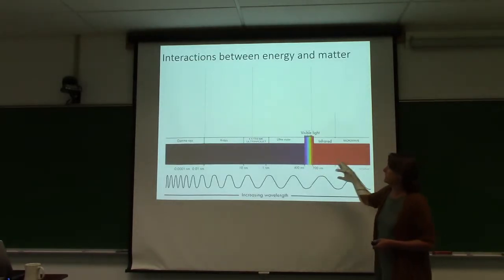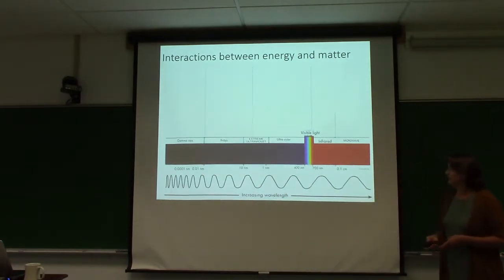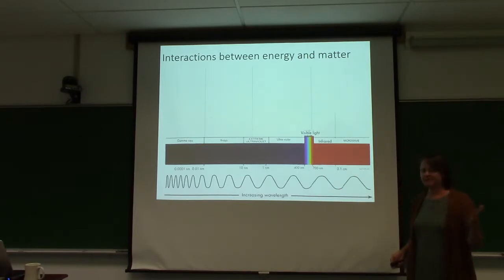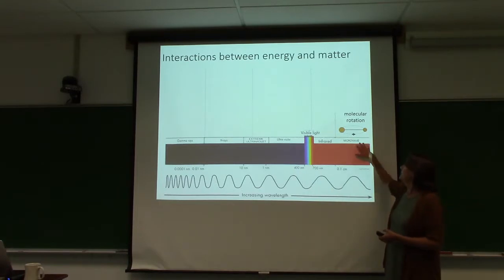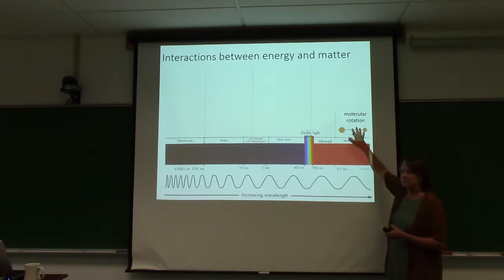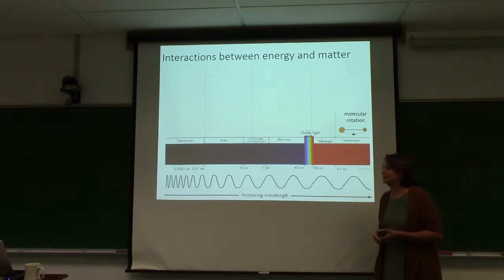Here's the spectrum again, from gamma rays to microwave, and I've outlined the visible light here. Let's think about what happens when a molecule absorbs microwaves. The molecule can rotate. There's enough energy in the packets of energy being absorbed to rotate the molecule. We use microwaves to heat food up, right?